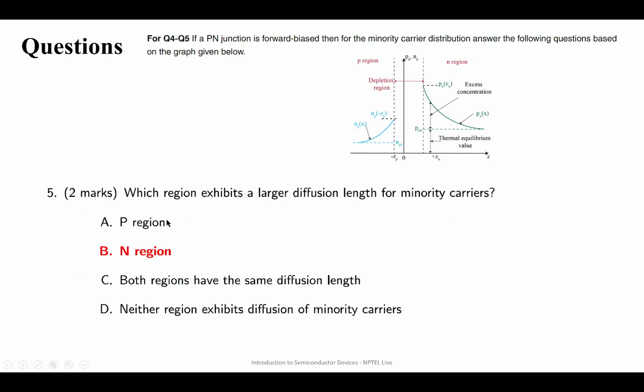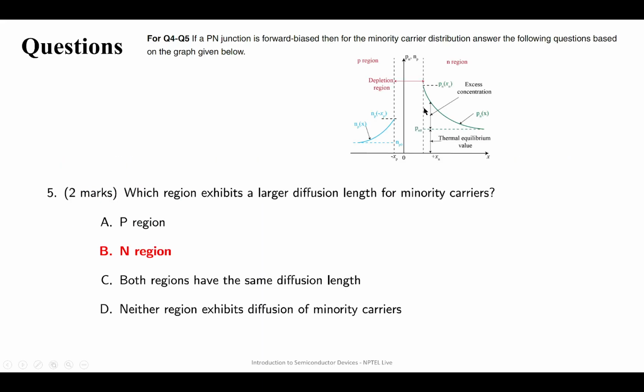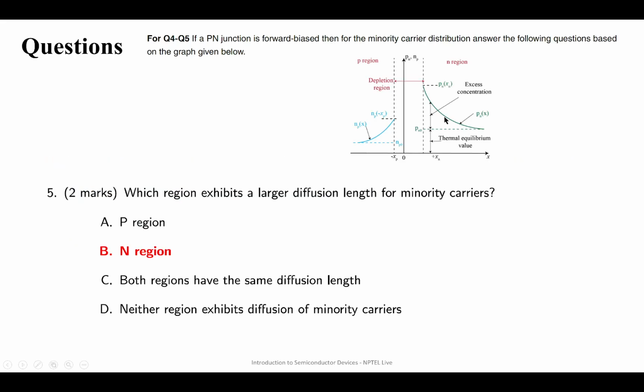So that would be the N region. If you see, if I want to get to half of the initial concentration value, I will reach it quicker here compared to there. So in the N region, the gradient is lower, and hence the diffusion length is larger in the N region.